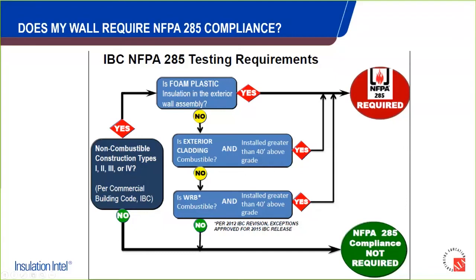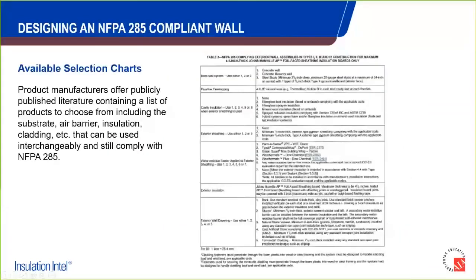Manufacturers have a vested interest in their products performing and passing this test, so they will all post on their websites the assemblies that have passed these tests. And the way you read these, we'll go through this line by line, but the way you read these is it's subtractive. So you start at the first part of that wall system, then you add the other elements to it, and you select from the tested components.